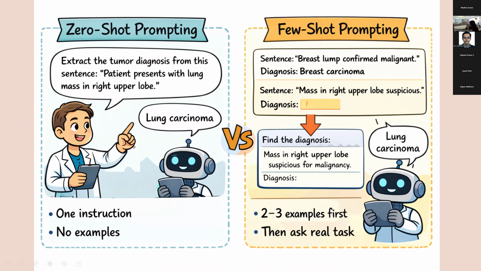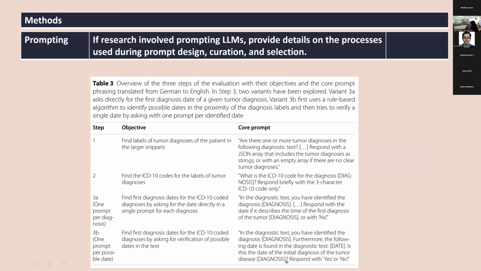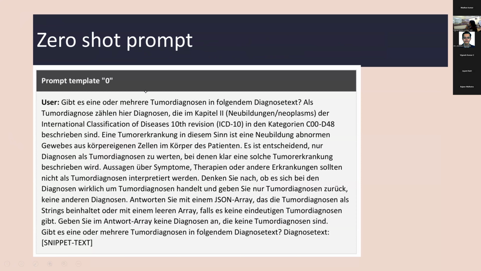Say, for example, mass in the right upper lobe suspicious of malignancy. What do you say? Lung carcinoma. Give 2 to 3 examples, then give the text for analysis and get the output from the model. So this is the prompting strategy involved as a whole. And this is what they have mentioned as the zero-shot prompt.